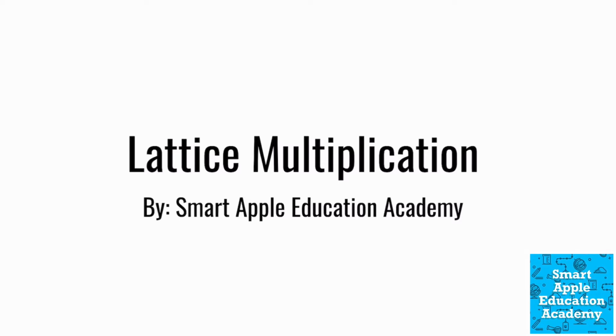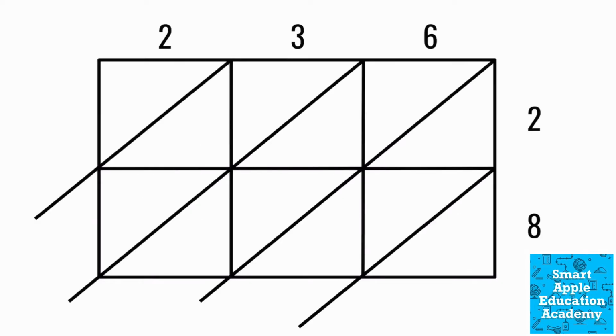Now, let's get started. The problem that we're going to try to solve is 236 times 28. As you can see, the boxes are already set up, and 236 is written on top, horizontally, and 28 is written on the side, vertically. So what's the first step that we're going to take?